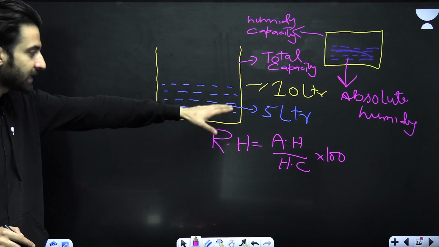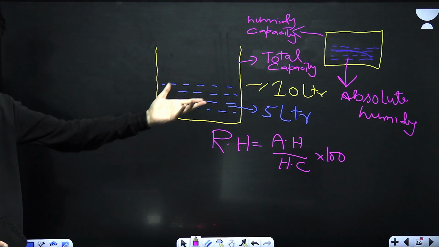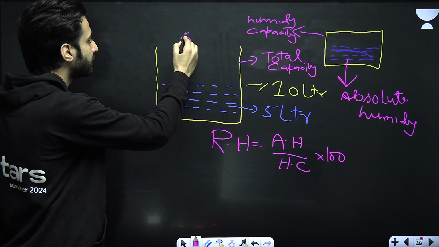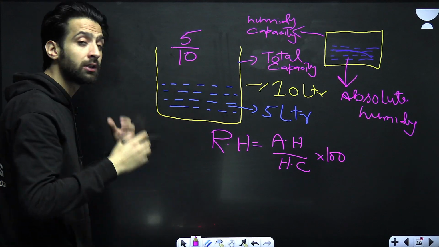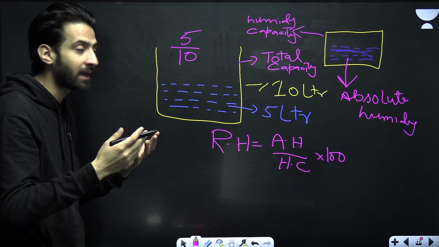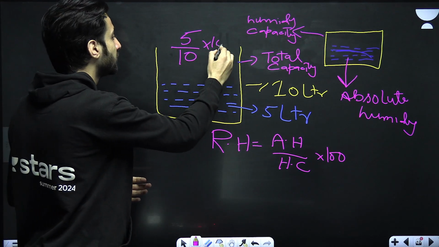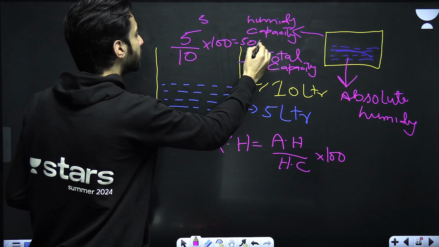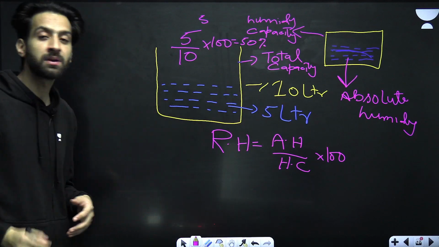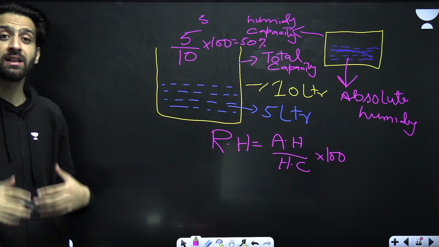Now you can use this example where you have 5 liters and 10 liters. If you use this example, you will be dividing 5, that is the absolute humidity, divided by 10, that is the humidity capacity, into 100. So it will be 50%. Your answer will be 50%. That is, relative humidity is 50%.